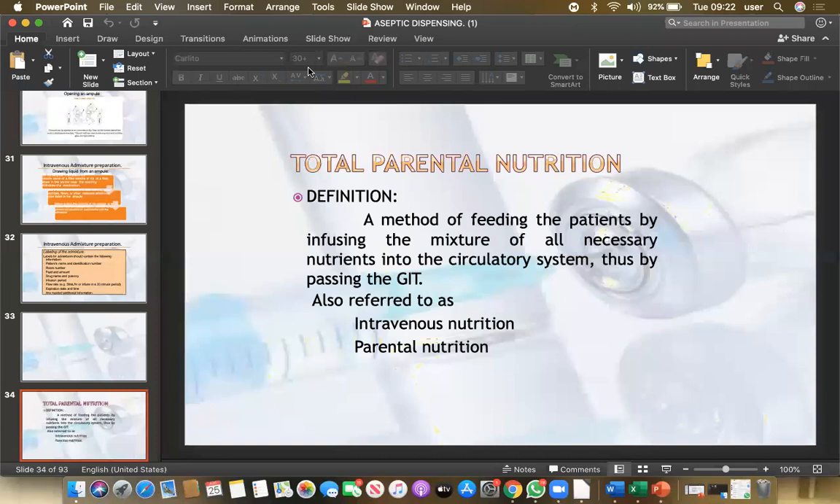Bismillahirrahmanirrahim, dear students. Now again, we are going to start from total parenteral nutrition, our second topic of aseptic dispensing. Yesterday, I told you about the definition.